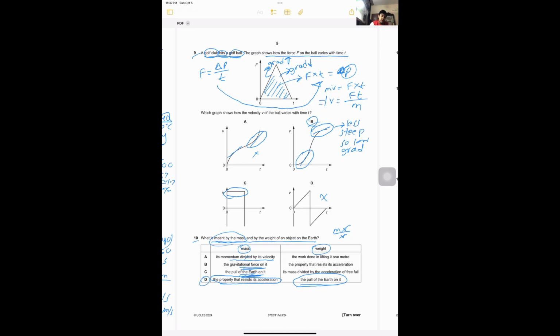Even if the simplification of the equations provides you with, at the end, weight, or like here momentum divided by velocity is mass, that is not how we define mass. They just did a simple division, and that cannot be defined as mass. Mass has a specific meaning, and the answer is hence D.